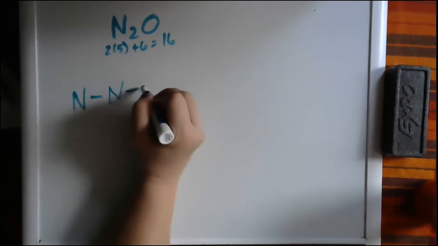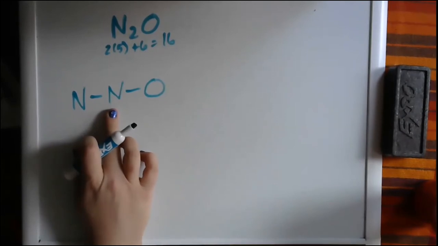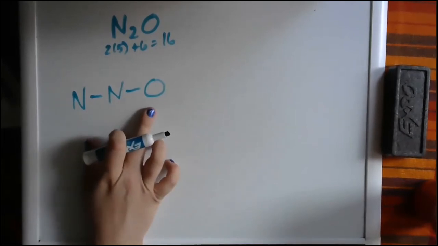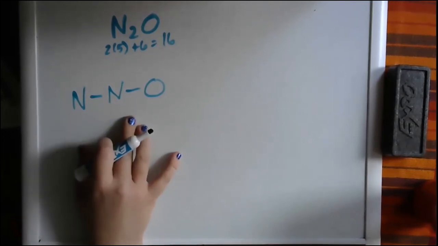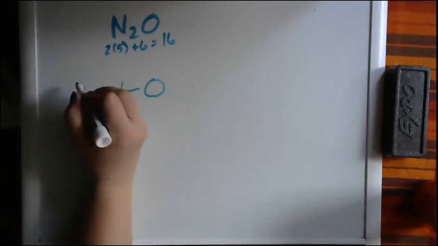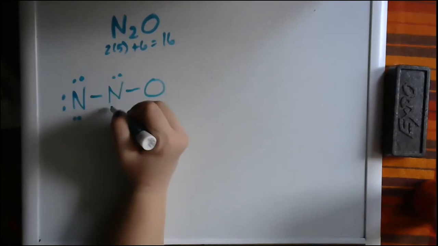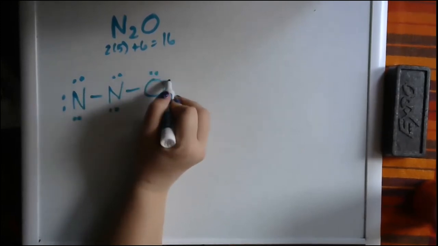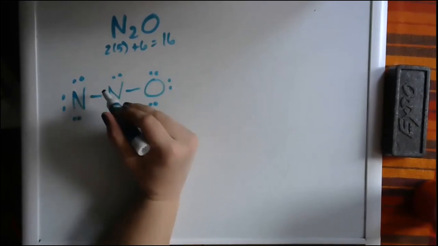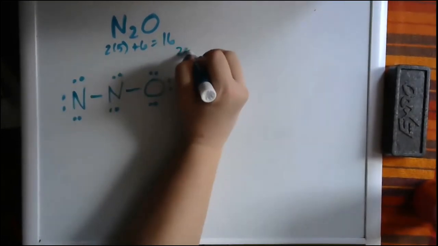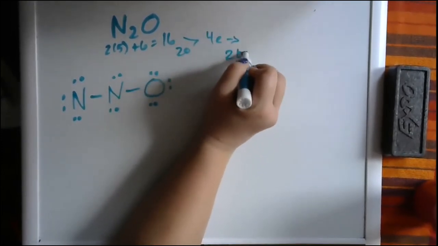Now I'm going to put my skeleton structure like this because I would want a nitrogen in the center because it's less electronegative than oxygen. I would not want oxygen in the center of my Lewis structure. Okay. Now I'm going to complete the octet and see where I stand numerically. 2, 4, 6, 8, 10, 12, 14, 16, 18, 20. Okay, so I have a difference of 4 electrons here.